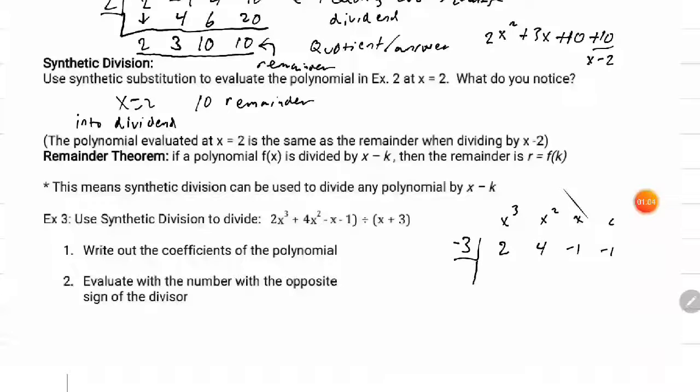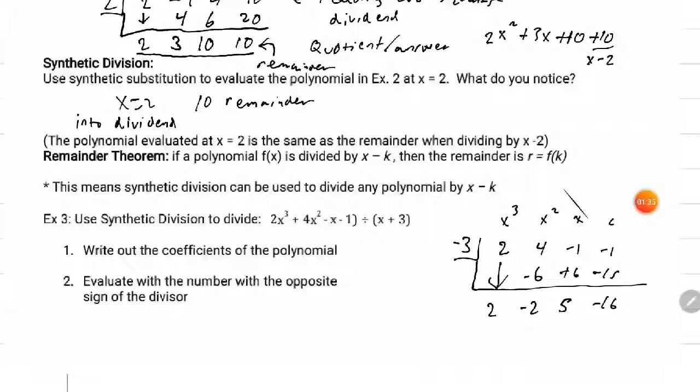Okay, and then bring this down. Here we go. So bring the first number down. 2 times negative 3 is negative 6. 4 plus negative 6 is negative 2. Negative 2 times negative 3 is positive 6. Negative 1 plus 6 is 5. Negative 3 times 5 is negative 15, and we'll get negative 16 here.